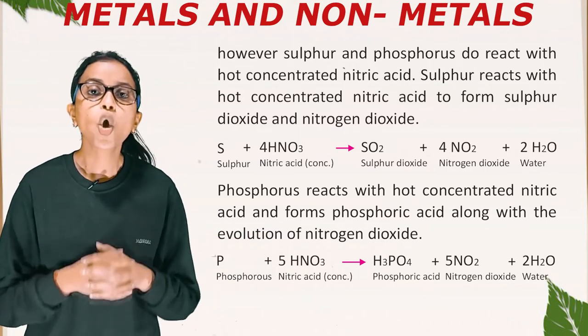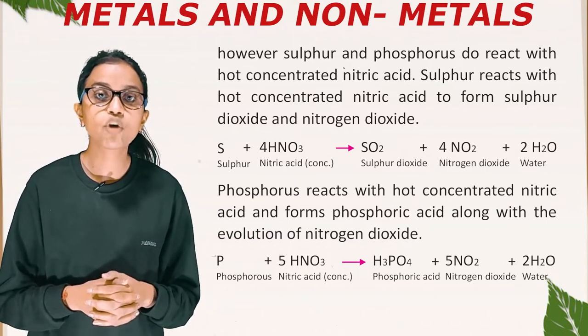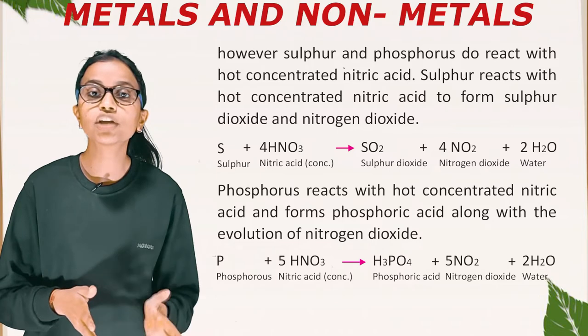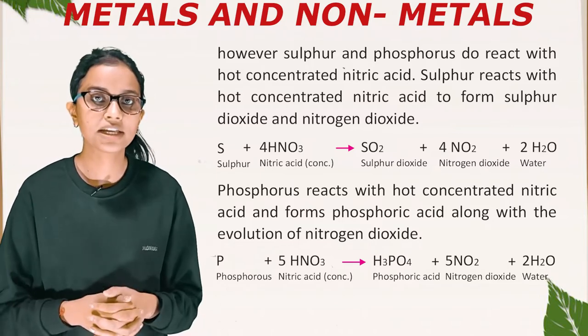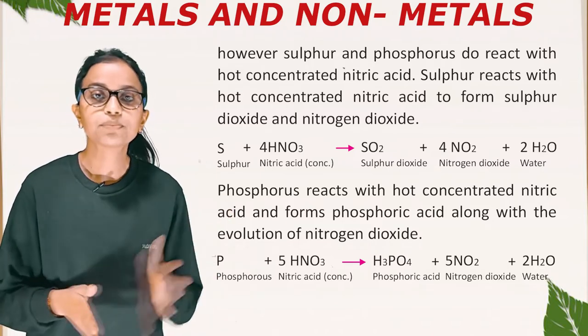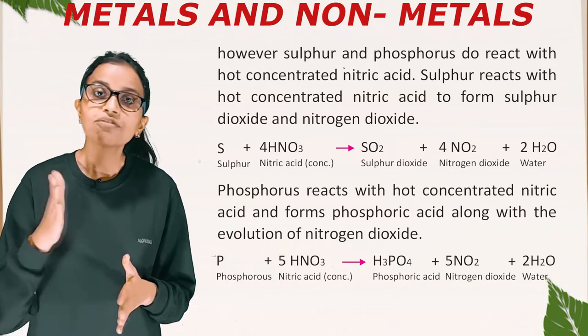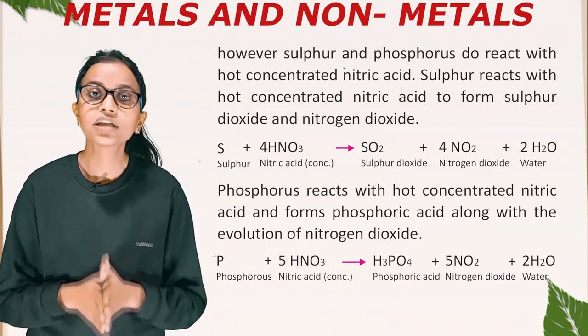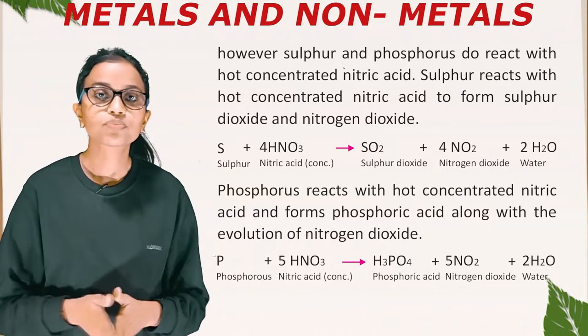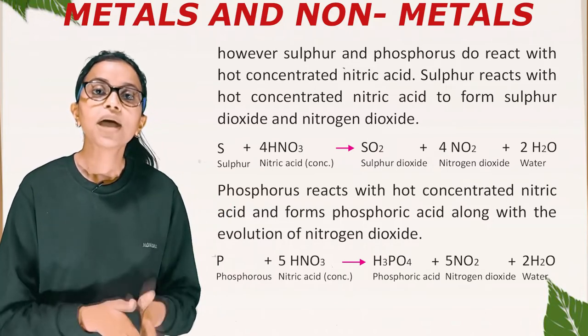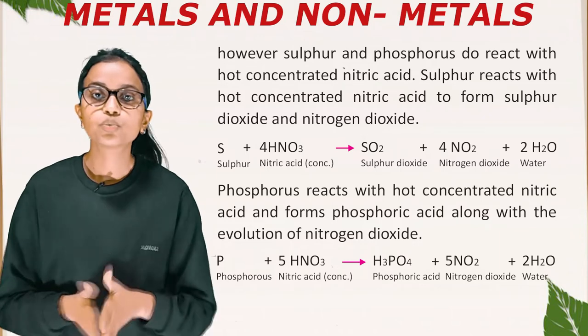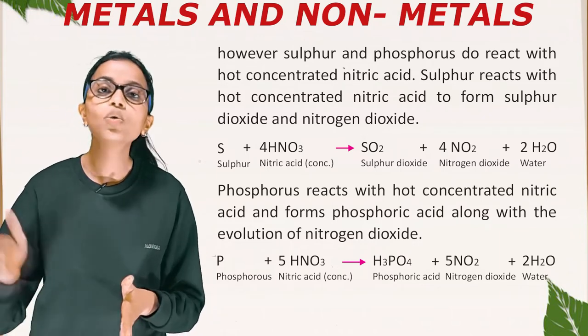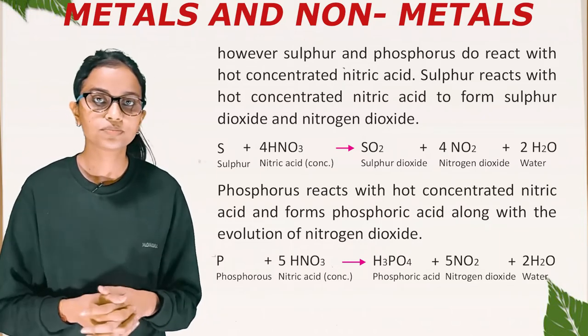Phosphorus reacts with hot concentrated nitric acid and forms phosphoric acid along with the evolution of nitrogen dioxide. Now, P (phosphorus) plus 5HNO3, that is nitric acid, gives H3PO4 (phosphoric acid) plus 5NO2 (nitrogen dioxide) plus H2O (water).